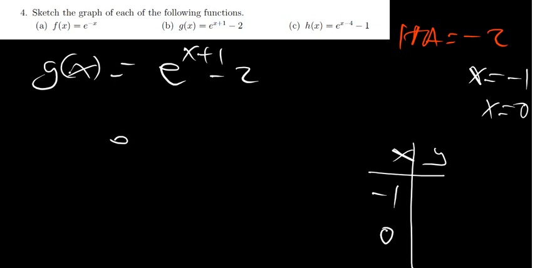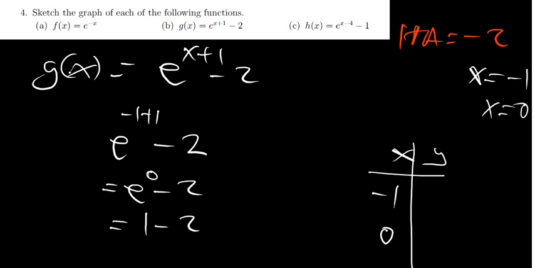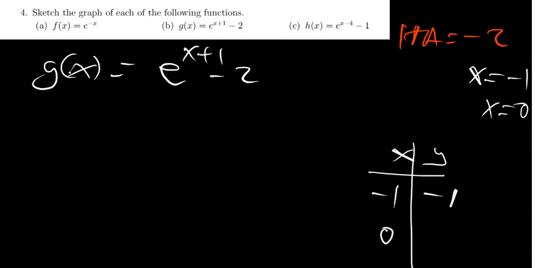Let's see. E to the power -1 plus 1 minus 2. So this is going to be e to the power 0 minus 2. Any number to the power 0 is 1, minus 2 is going to give us -1. So I'll get -1 here. I'm done with that. What if it's 0? If x is 0, what will be the value of y? So we have got e to the power 0 plus 1 minus 2. So it will be e to the power 1 minus 2, so it's going to be e minus 2.